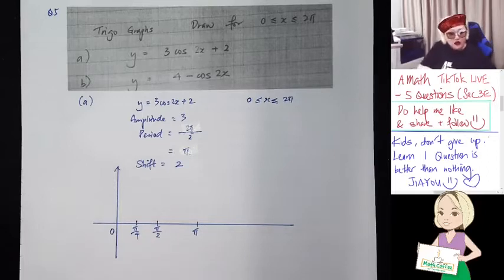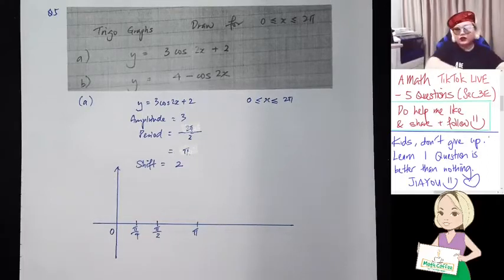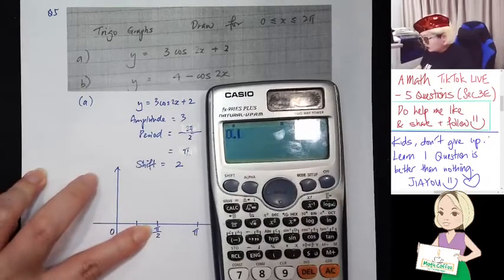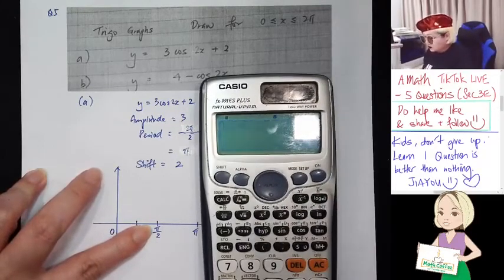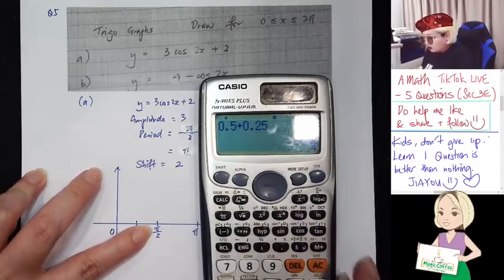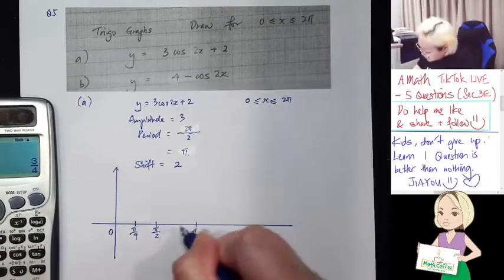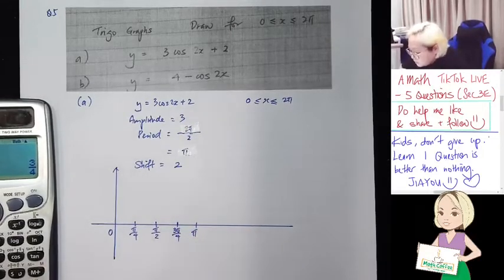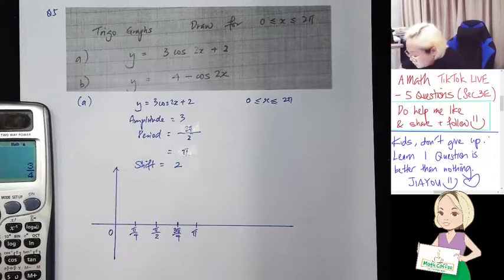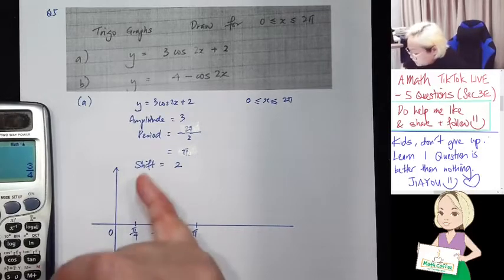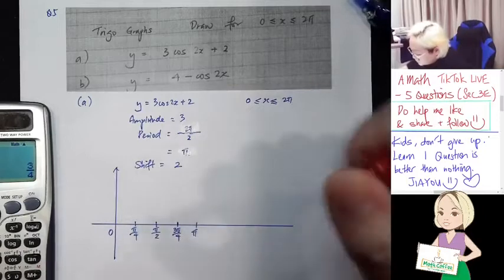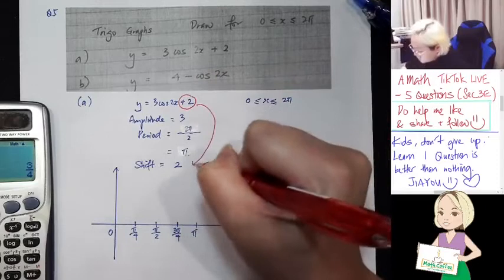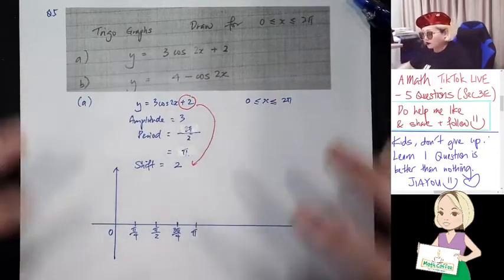So your calculator, you find out, put in terms of pi. This one is half, right? So you put half plus 1/4. It is 3 over 4. So it means that this is 3 pi over 4. Shift is the number over here. This one is the shift. It means that your graph is shifted up by 2.